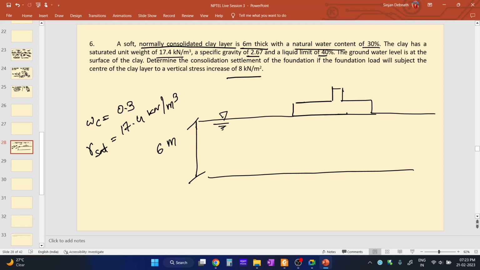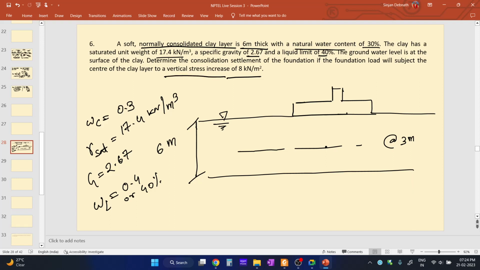The specific gravity of soil is 2.67, and the liquid limit of soil is 40%, that is WL is equal to 0.4 or 40%. The groundwater level is at the surface of clay. Determine the consolidation settlement of the foundation, if the foundation load will subject the center of clay layer, that is at 3 meter, to a vertical stress increase of 8 kilonewton per meter square.